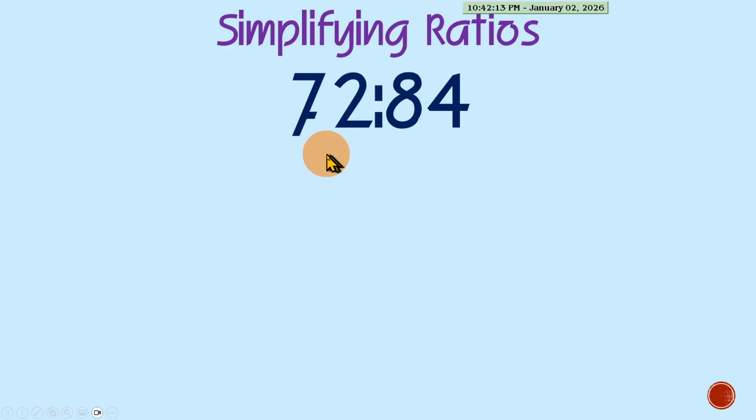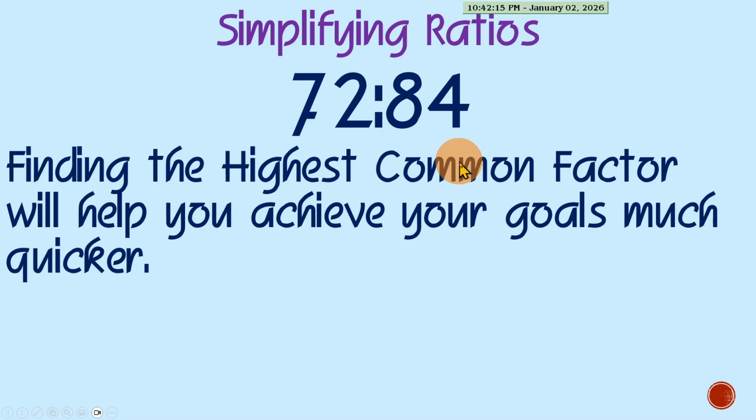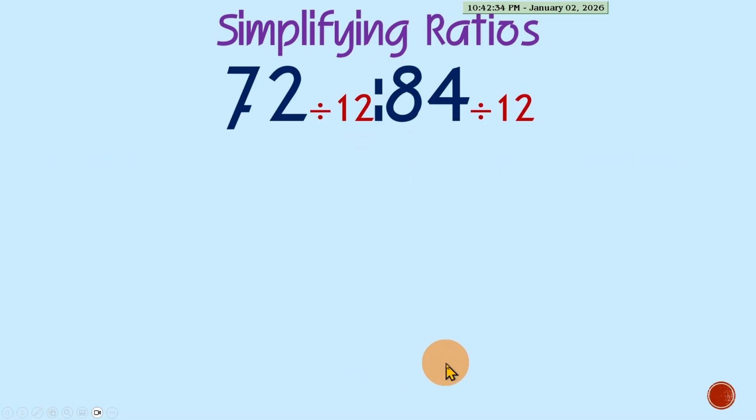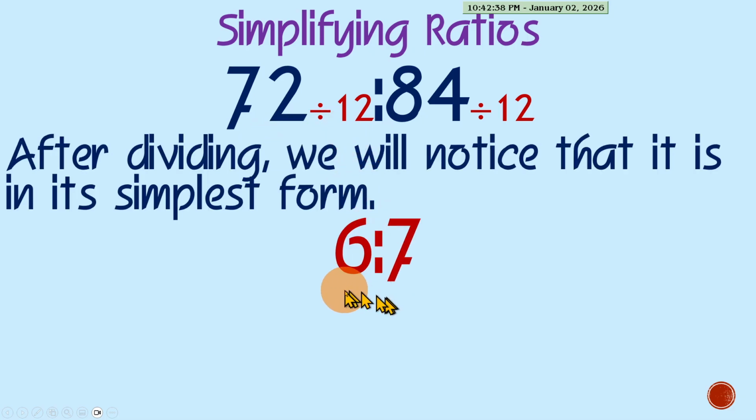So let's look at 72 to 84. So finding the highest common factor will help you to find your simplest form quicker. So if you don't see it's 12, you just keep dividing until you get to the right one. But here the common factor is going to be 12. So when we divide by 12, we are going to get 6 to 7. So 72 divided by 12 is 6, and 84 divided by 12 is 7.